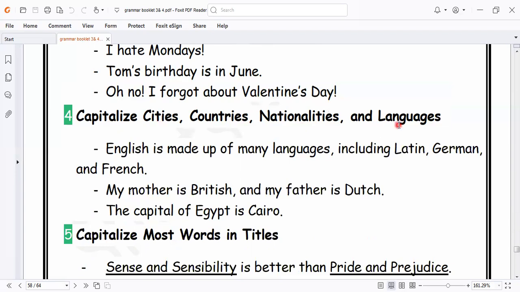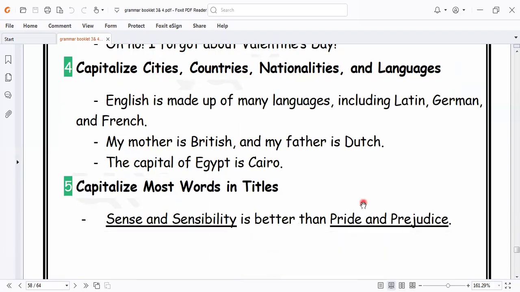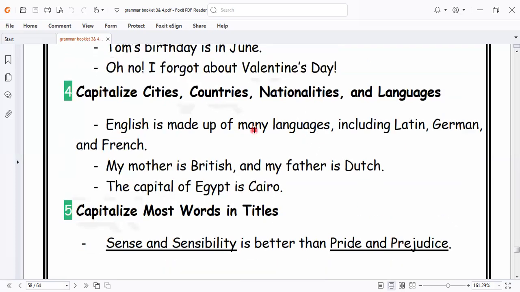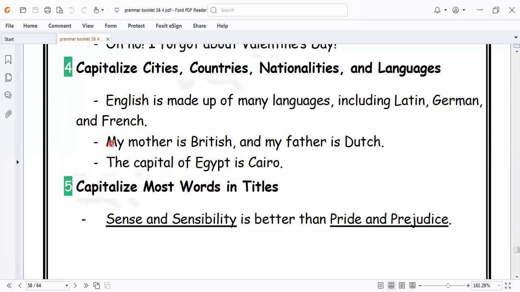When we say English, when we say British, when we say Danish, when we say German, when we say Egyptian, when we say Saudi Arabian, okay? All of these must be written in capital letters. English is made up of many languages, including Latin, German, and French. My mother: here My is written in capital letter. Why? Because it started the sentence.